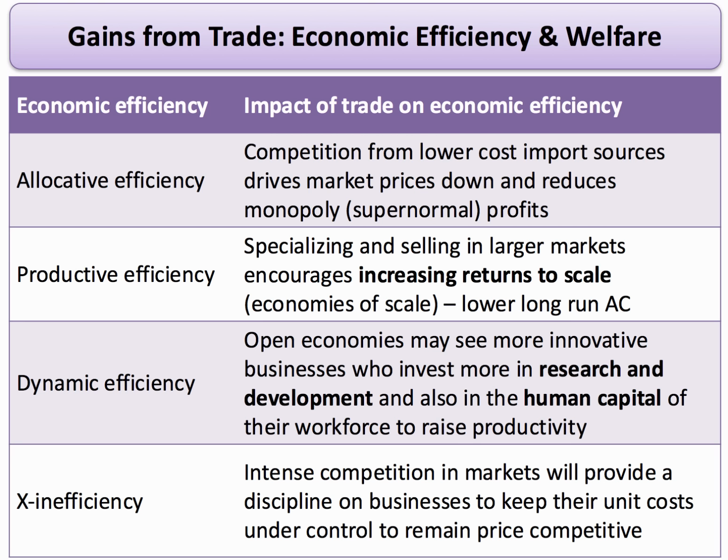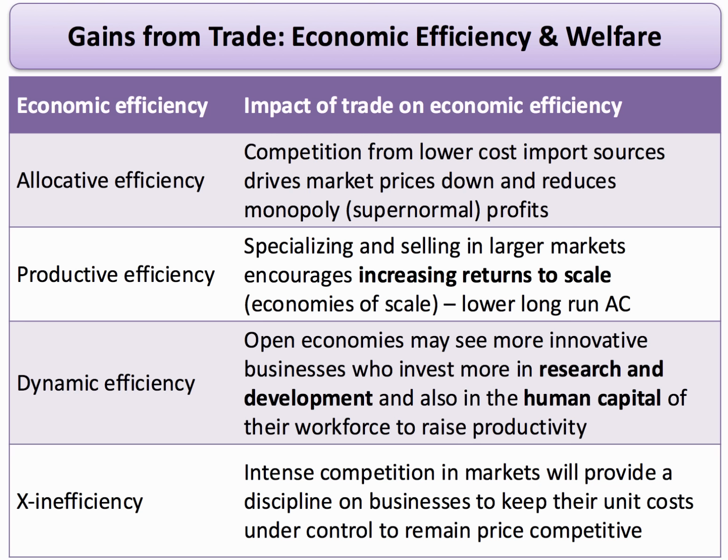What about allocative efficiency? Well, if you have significant and intense competition from lower cost import sources, that's going to cause an increase in market supply coming into a country, drives market prices down, and will help to reduce the size of monopoly or supernormal profits. So in a world of intense trade competition, prices will be closer to marginal cost of production, and therefore there should be some gains in allocative efficiency. And also lower prices will help increase the real incomes of consumers.